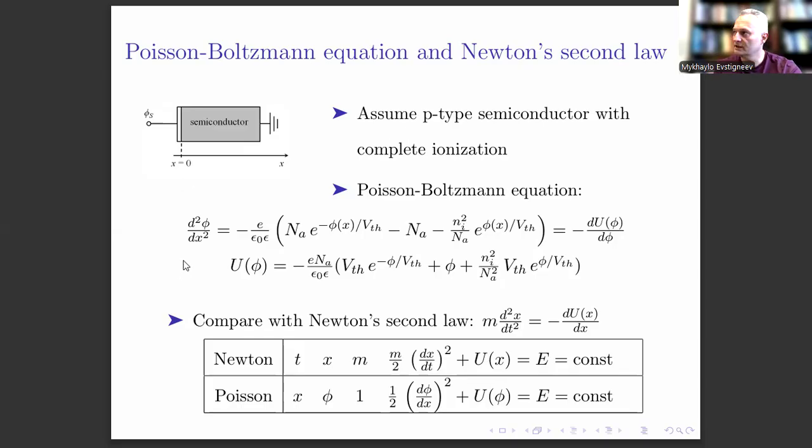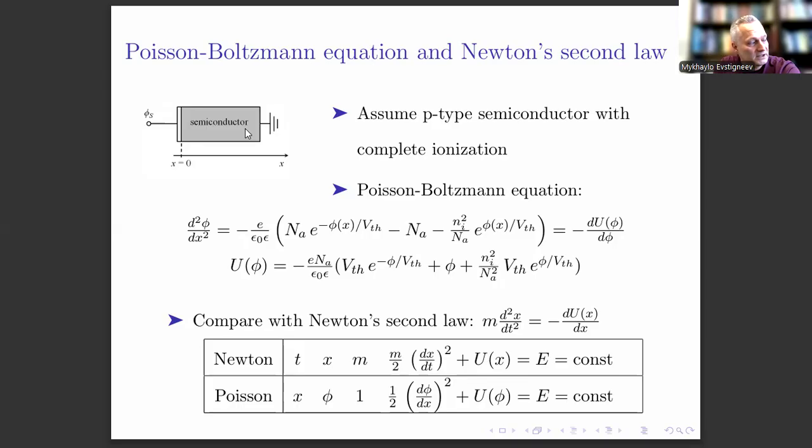The Poisson-Boltzmann equation has boundary conditions: on the surface of the semiconductor, that is when x equals 0, the potential is maintained at the value phi s, phi surface, whereas far away from the surface, at large values of x, the potential goes to 0, and also the electric field goes to 0. Our main task is to figure out how the potential depends on the coordinate x, that is, on the distance from the surface inside the semiconductor.